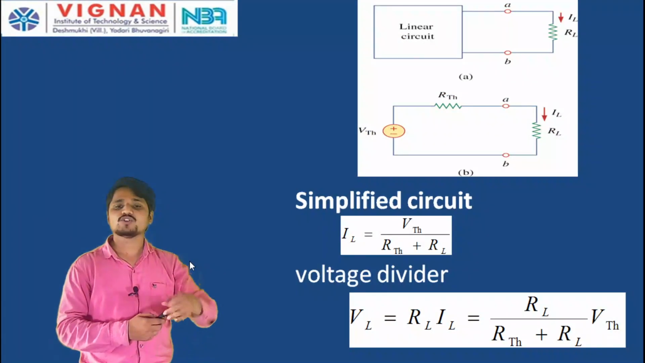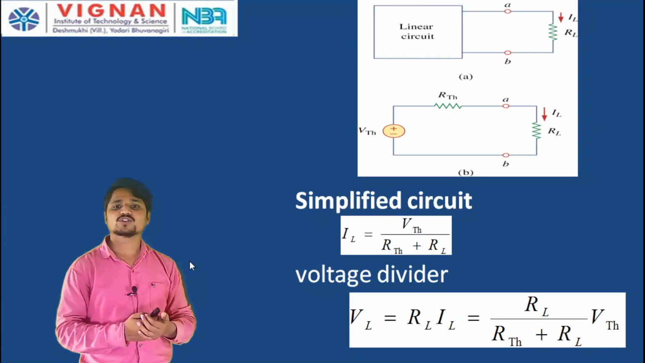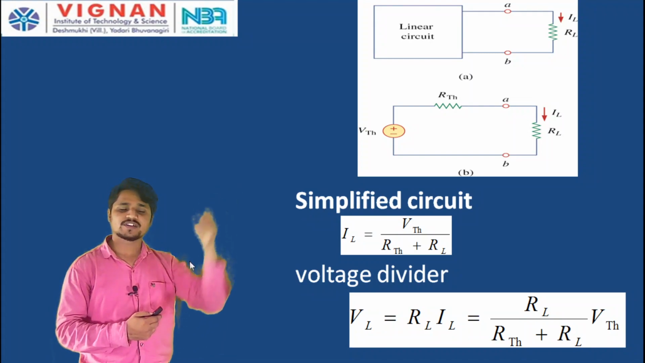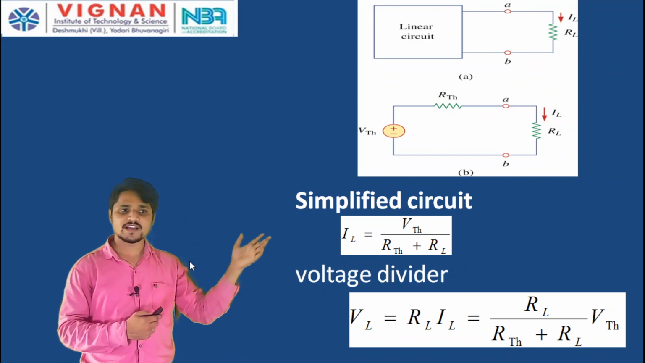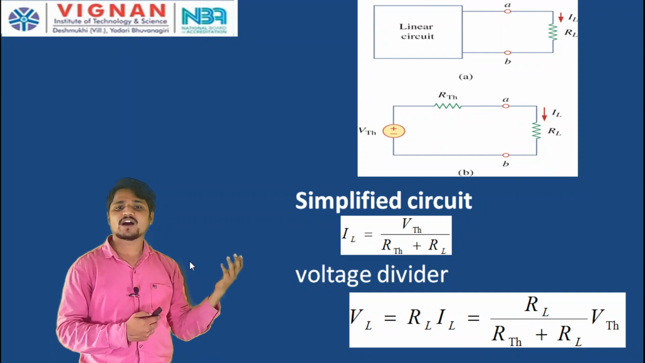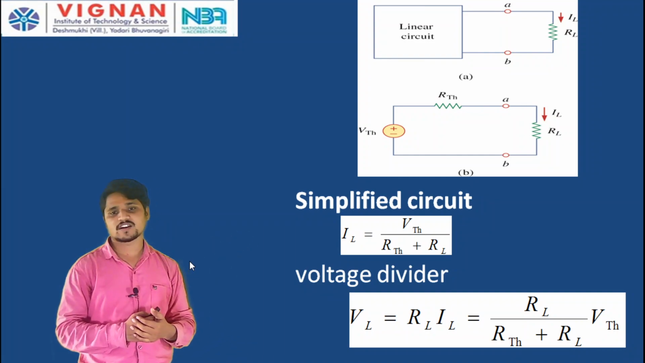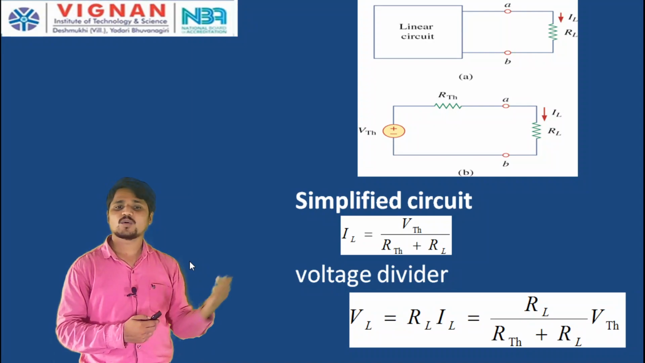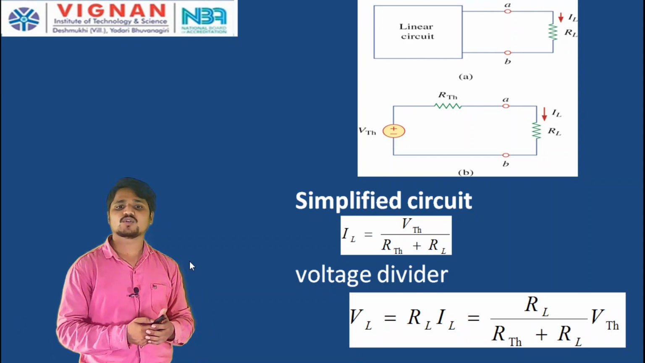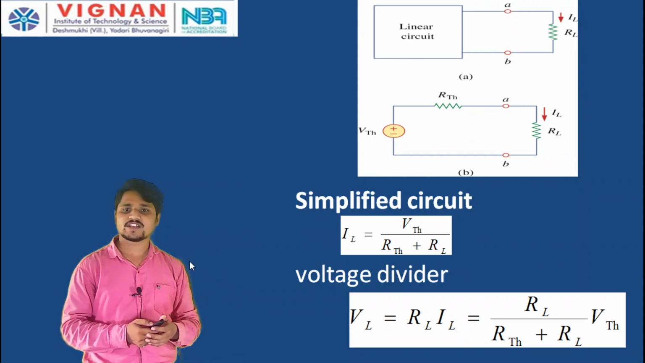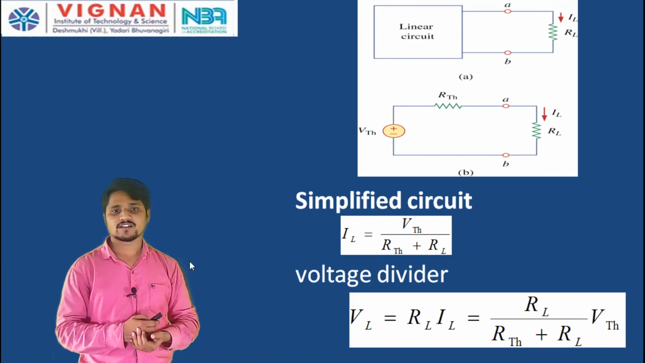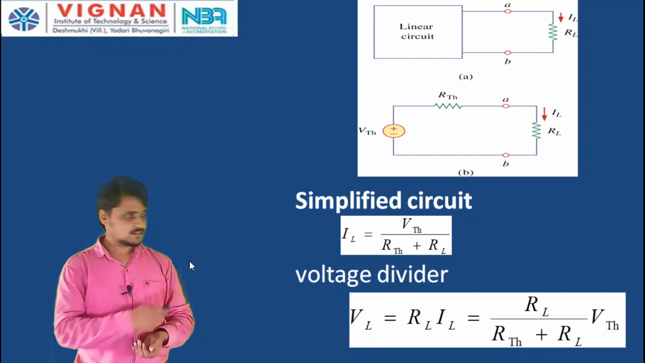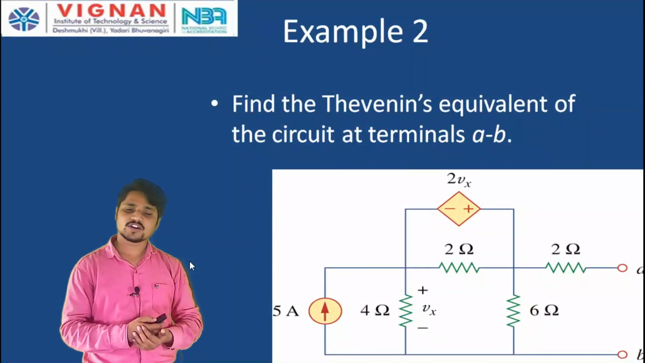Once you find the Thevenin resistance, you connect the disconnected element, that is the load resistance, back into the circuit. The current flowing through the circuit is IL equal to V Thevenin divided by R Thevenin plus RL. Once you find the current, the voltage across the load is given by the voltage division rule: VL equals IL into RL, that is V Thevenin into RL divided by R Thevenin plus RL. This is the way we find the voltage across and the current through the load resistance.